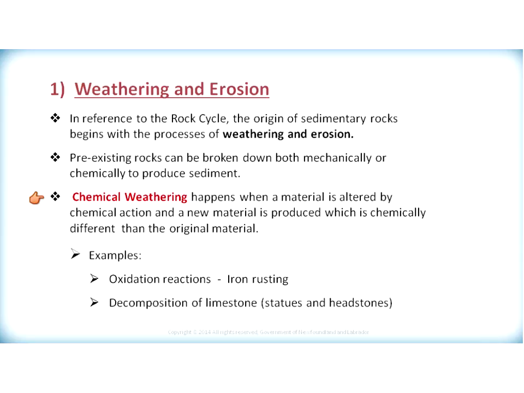If we refer to chemical weathering, it happens when a material is altered by chemical action and a new material is produced, which is chemically different from the original material. Such examples occur in nature, such as oxidation reactions. If we look at any material made up of the metal iron, we notice that if iron is left to the elements, that is oxygen in the air and moisture, it will actually rust. So when iron rusts, it produces a new material called iron oxide. And this is a good example of an oxidation reaction.